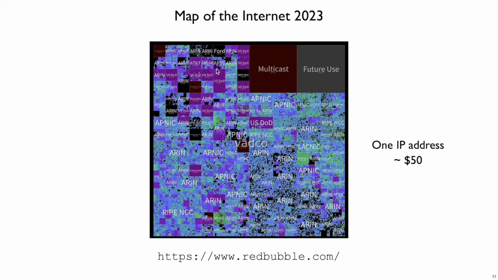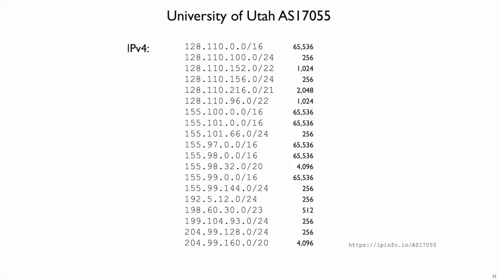If you want to dig in more into who controls different addresses, they're organized into autonomous systems. So AS is the abbreviation for that. The University of Utah is Autonomous System 17055, and it has control over these subnets. So we see the 155.98 subnet here. All 65,000 of those addresses are managed by the university, and also some other nearby numbers.